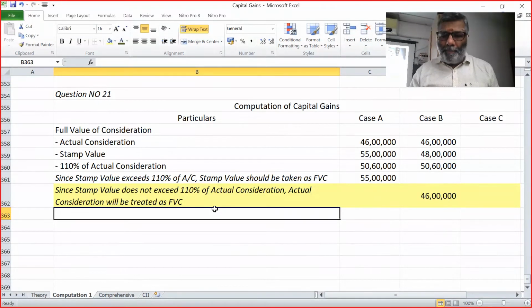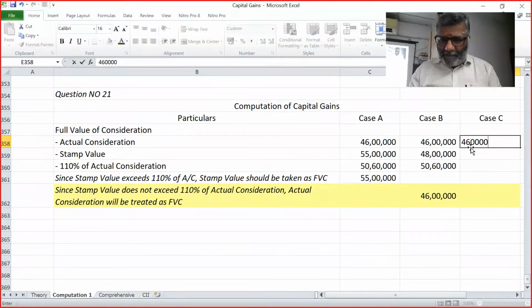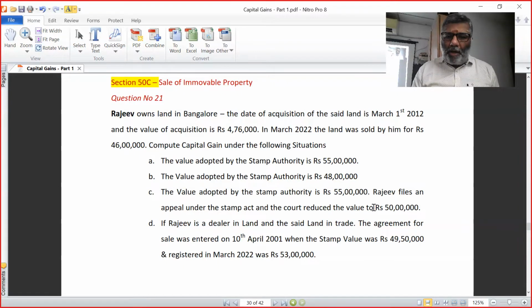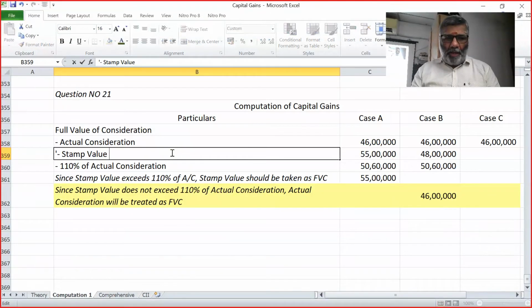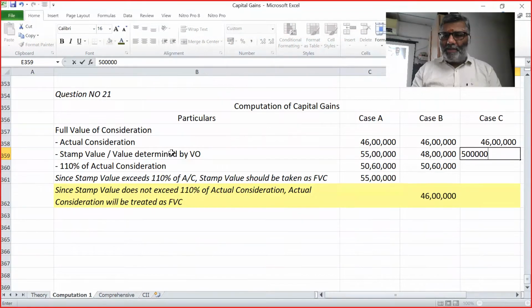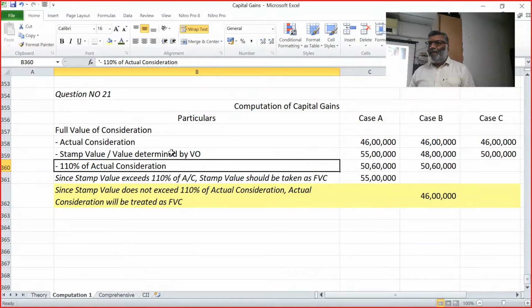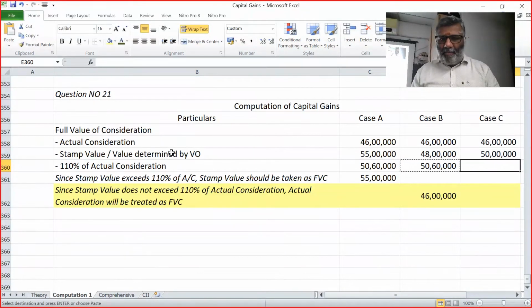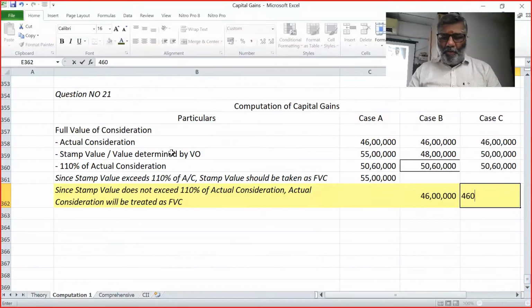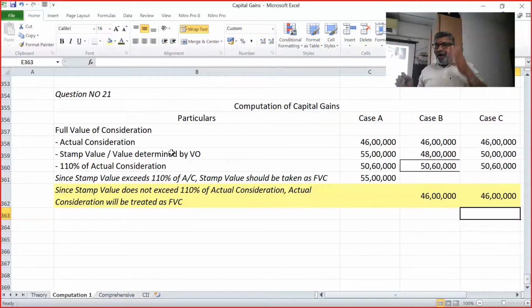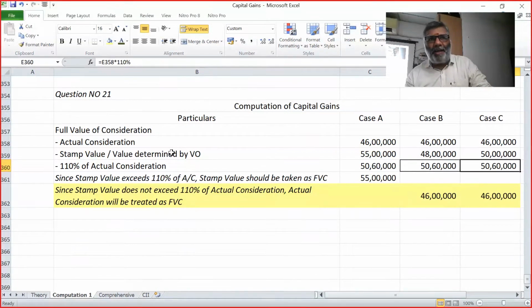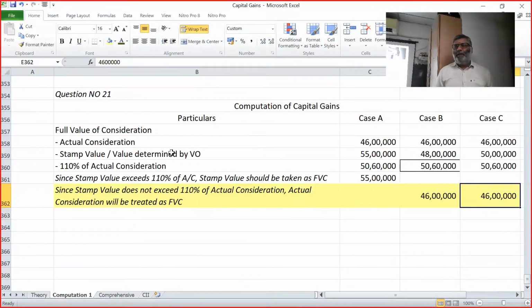Am I clear? Okay. In the third case, again 46 lakhs. Rajiv files an appeal and the court reduces the value. Court means the valuation officer. That is the value determined by the VO, 50 lakhs. Again, that will become the stamp value. Again, the same rule will be applicable, and the full value of consideration will only be 46 lakhs, because the value determined by the valuation officer will become the stamp value, and it has not exceeded 110% of actual consideration. So it will again be 46 lakhs.